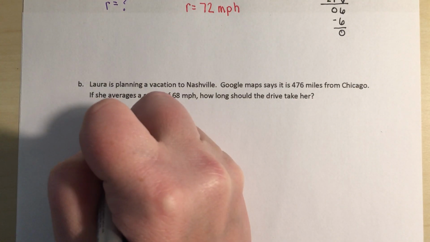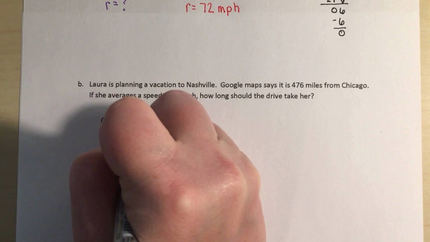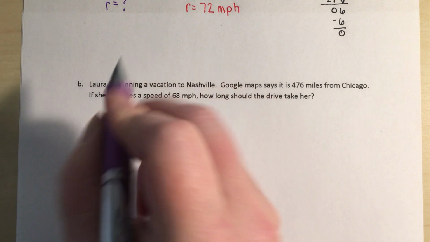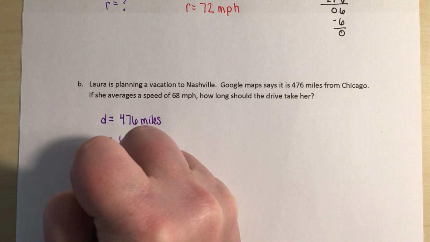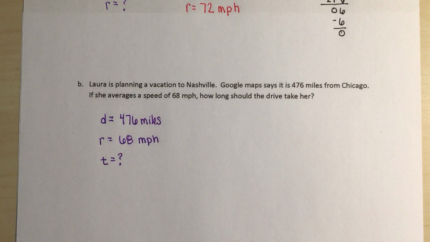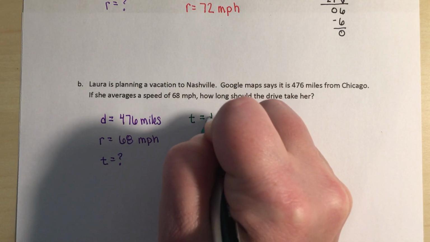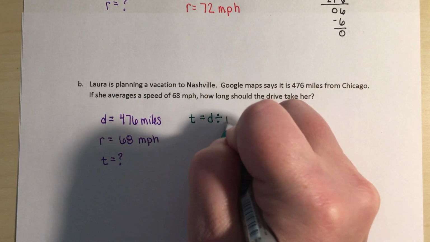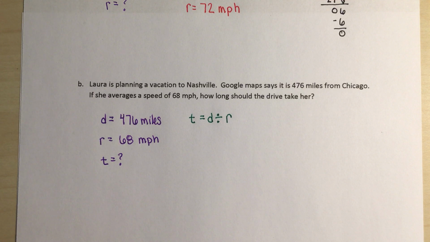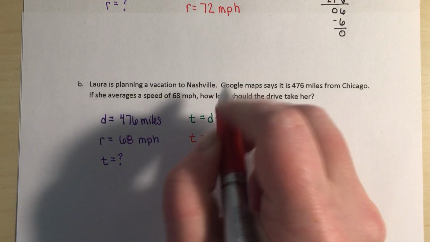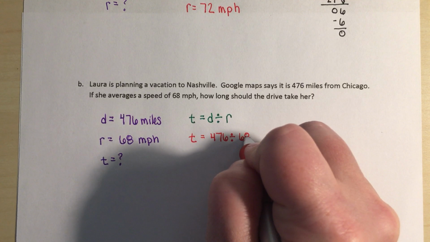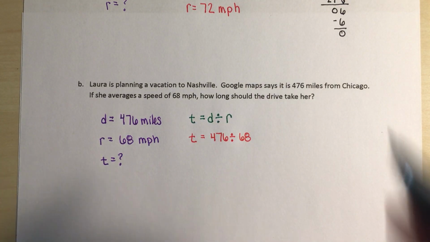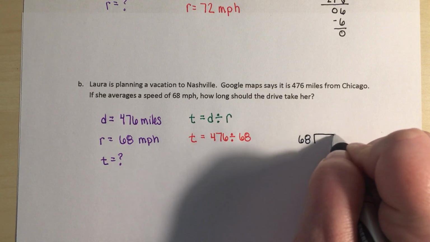All right, so our distance is 476 miles. Right, our rate is 68 miles per hour. Right, and what we're missing is the time. We want to know how long the drive should take her. Right, time again indicates division. So we're going to take our distance divided by our rate. So we are going to take our 476 and we are going to divide that by our rate of 68. All right, so this one is going to require some long division as well.